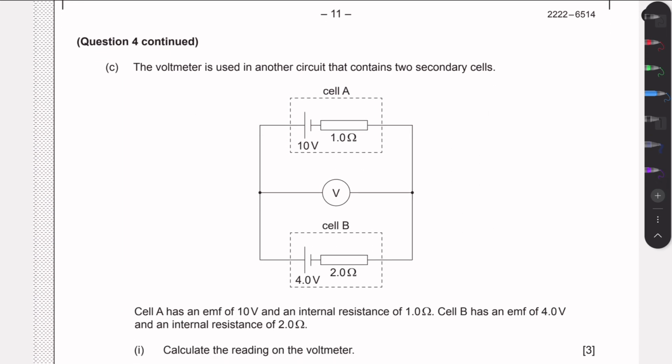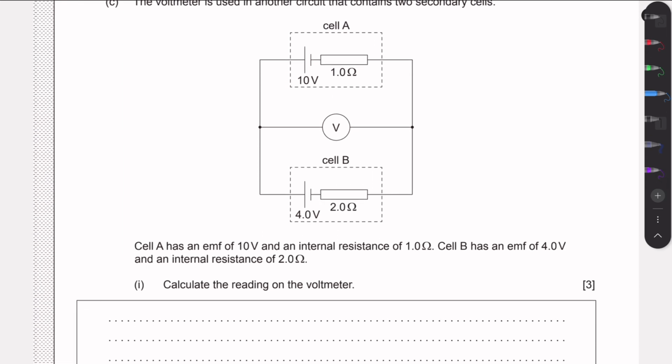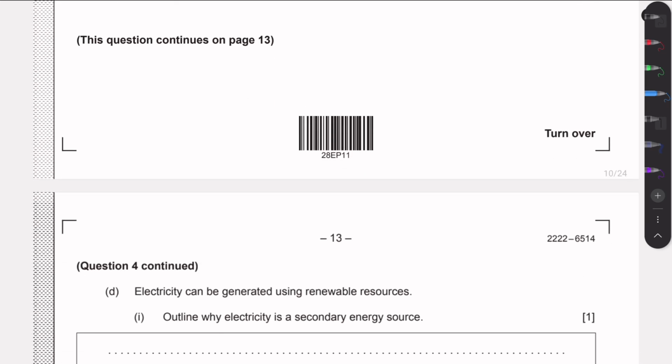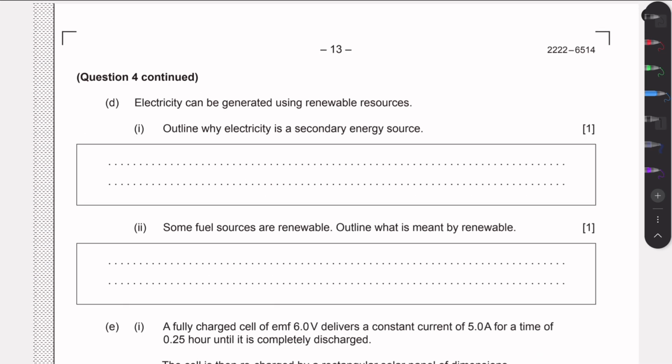And well, this question is also from the old syllabus. Again, it's related to Kirchhoff's laws, and so is the second part. So we will skip to part D.